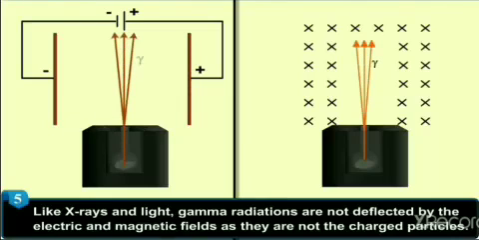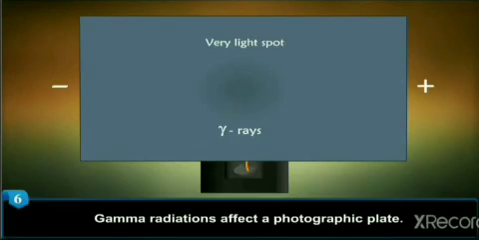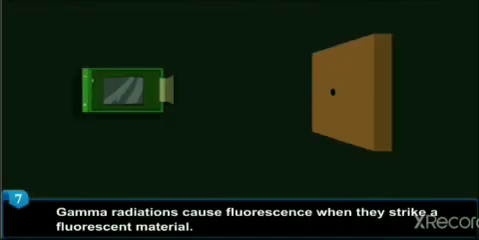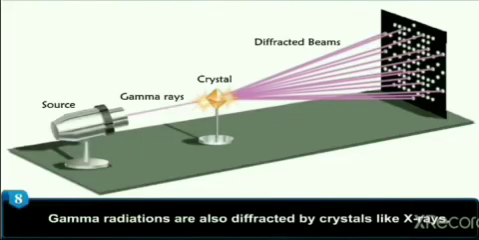Properties of gamma radiations. 5. Like X-rays and light, gamma radiations are not deflected by the electric and magnetic fields since they are not charged particles. 6. Gamma radiations affect a photographic plate. 7. Gamma radiations cause fluorescence when they strike a fluorescent material. 8. Gamma radiations are also diffracted by crystals like X-rays.